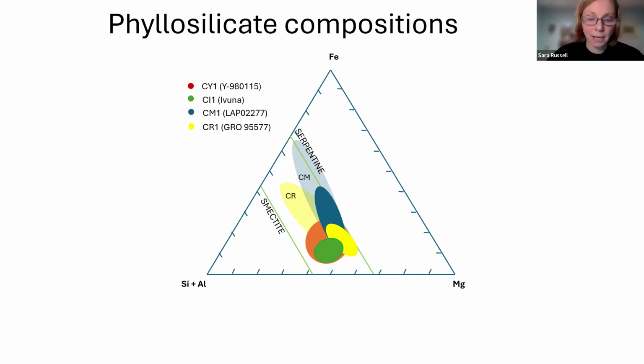And that's because as aqueous alteration progresses, the last things to alter are the magnesium-rich anhydrous silicates, forsterite and enstatite. Once those get altered and reprecipitate as phyllosilicates, that produces a phyllosilicate that is richer in magnesium.